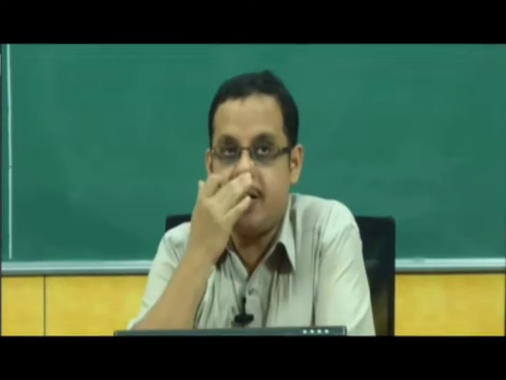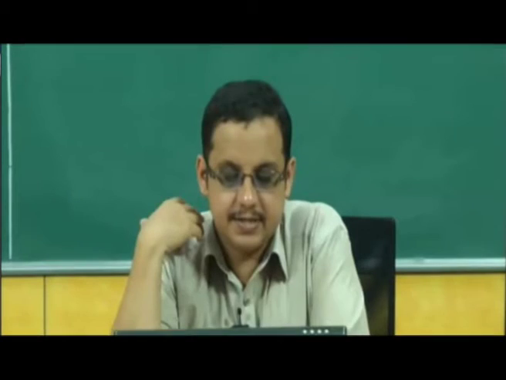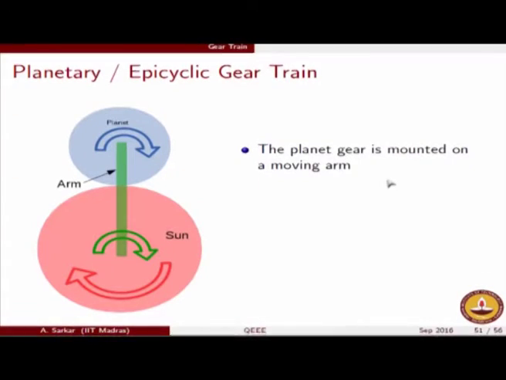Okay, so planetary or epicyclic gear train, as it is called, is the following arrangement. Till now we were looking at gears which were fixed onto shafts, and the shafts themselves were not moving. The shafts were only rotating about a fixed axis. But now in a planetary gear train, the gears will be mounted on carriers which are themselves rotating about some axis.